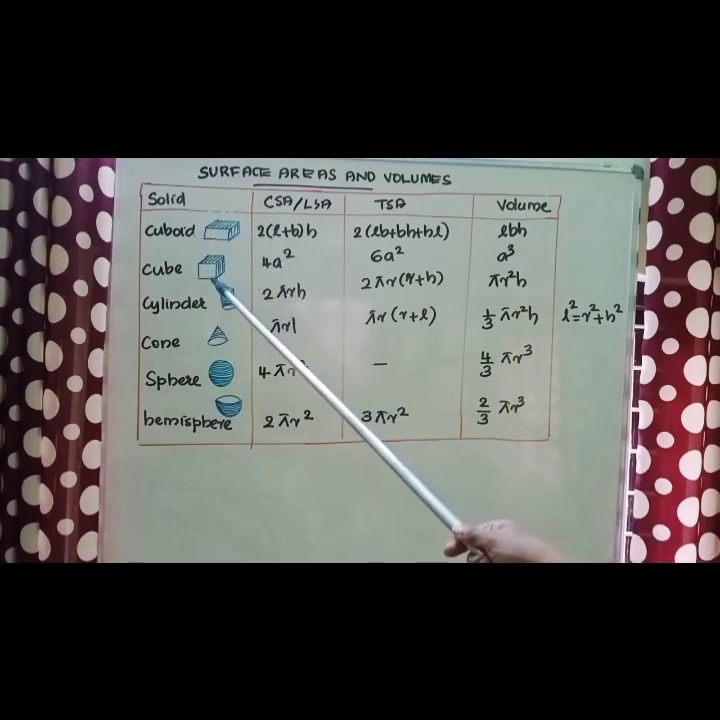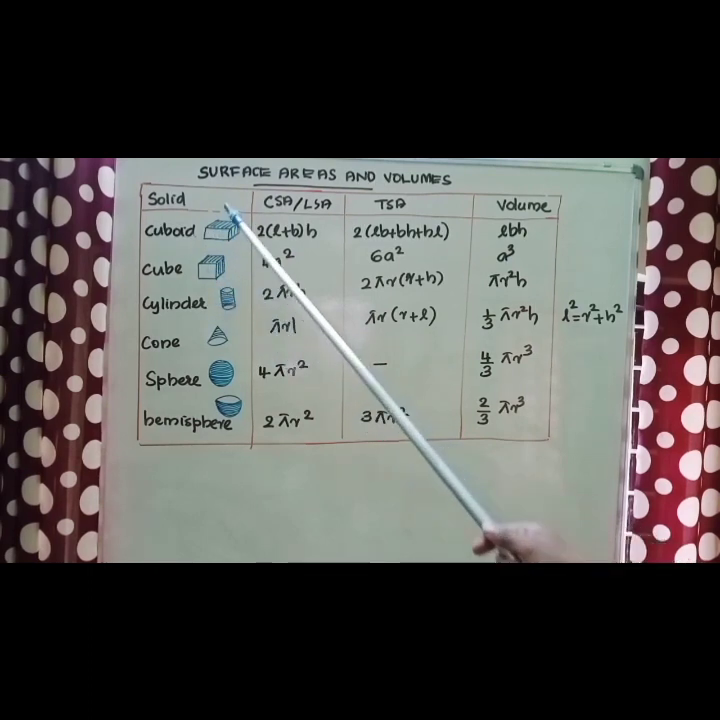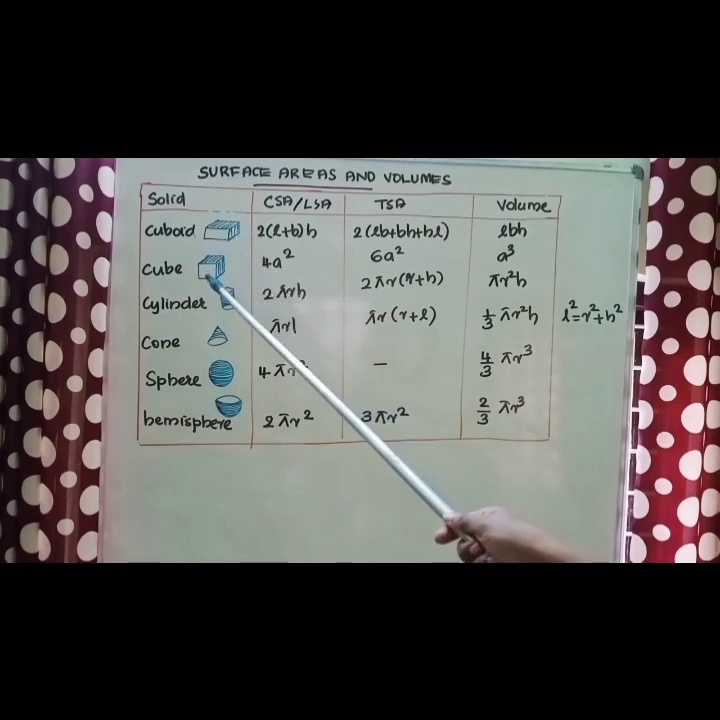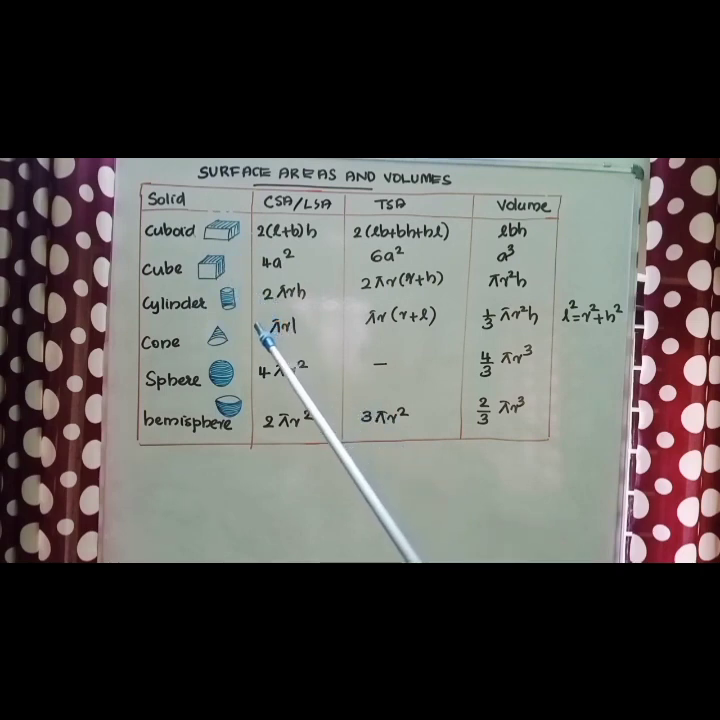Cube also has 4 lateral faces, one base and one top. It has only one side. For the cube, all the sides are equal. Then cylinder has 3 faces: one curved surface, one base and one top. Base and top are the shapes of circles. Then cone has 2 faces, one curved face and one base. The base is in the shape of a circle.